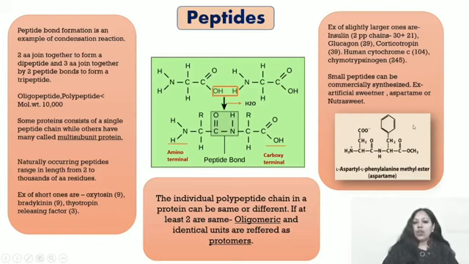Do you know you can synthesize a small peptide commercially? The best example is the artificial sweetener aspartame, formerly called NutraSweet, which is a dipeptide of aspartic acid and phenylalanine.